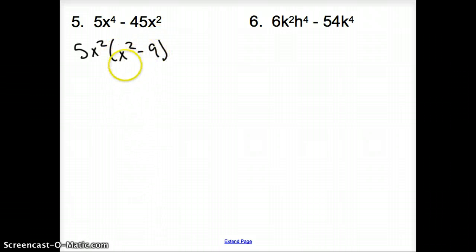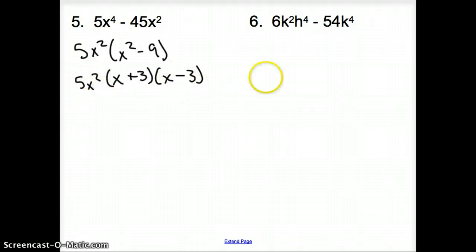Can I factor this? Can I keep going with this? What multiplies times itself to give me x squared? That's going to be x, so I put that in the front of both parentheses. What times itself is going to give me 9? That's 3. Is there a middle term? There is no middle term, so this is going to be plus, this is going to be minus, bring down the 5x squared, answer right there.